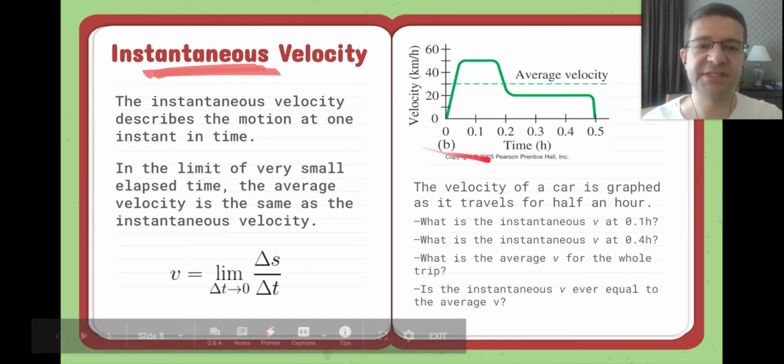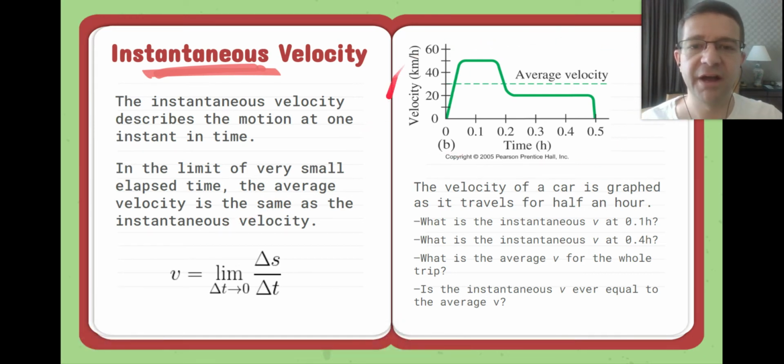Let's see if we can make some distinctions by talking about this graph of velocity versus time for half an hour of travel in a car. So the questions are, what is the instantaneous velocity at 0.1 hours? So I look over at 0.1 hours, and up here, our instantaneous velocity is 50, and the units are kilometers per hour. There's no direction given here, so we'll call it positive 50, and we'll think about it as to the right. That's the way I'm thinking about it anyway.